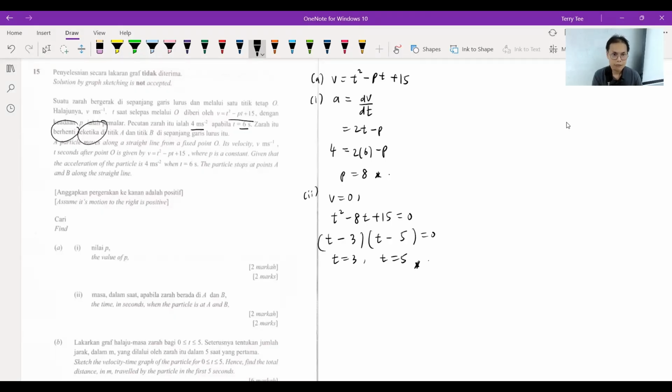Next, lakarkan graf laju masa bagi T between 0 to 5. Seterusnya tentukan jumlah jarak dilalui zarah dalam 5 saat yang pertama. Okay, so we need to sketch a graph. So for me, let me sketch a graph here, part B.